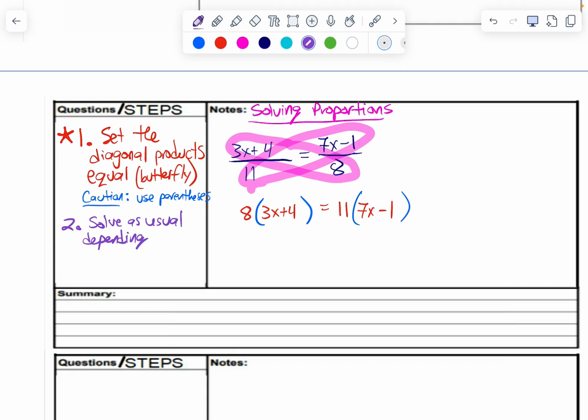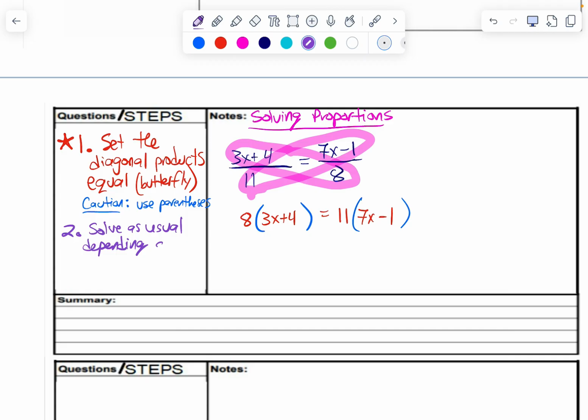This is the, well, let me write this and then I'll tell you. So solve as usual, depending on the type of equation. In this case, it's just a linear equation. So normal undo, balance kind of steps.